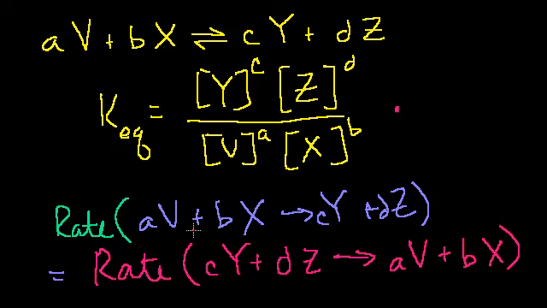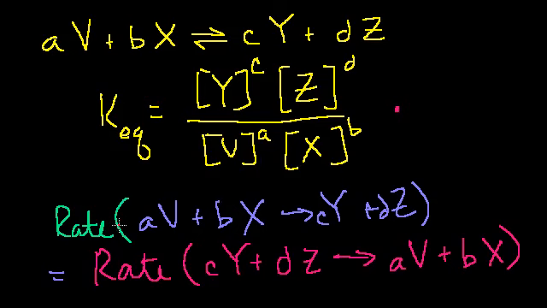It doesn't necessarily mean the concentrations are the same, because we could have one heavily favoring the forward reaction, where we end up with much higher concentrations of Y and Z, or we might heavily favor the backward reaction, where we have more V and X. But when we're in equilibrium, our concentrations have reached a stability point, which implies that the rate of going in this direction is equal to the rate of going in that direction.